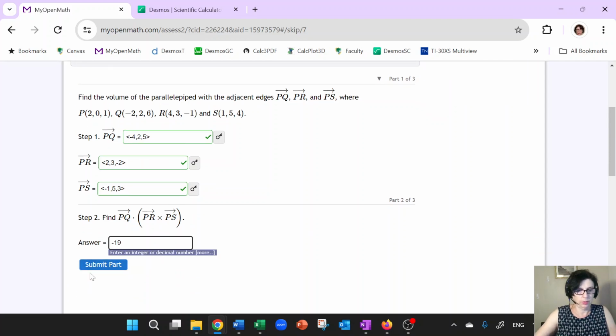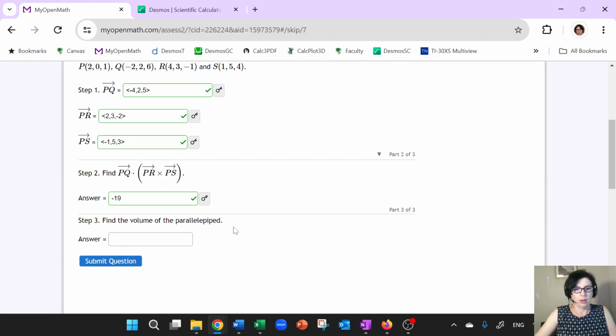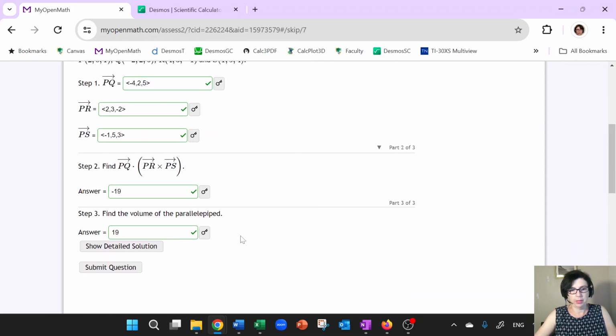So let's take a look at that. All right, and then the volume of the parallelepiped should be the absolute value of that number, which would be 19. So remember that the volume cannot be negative.